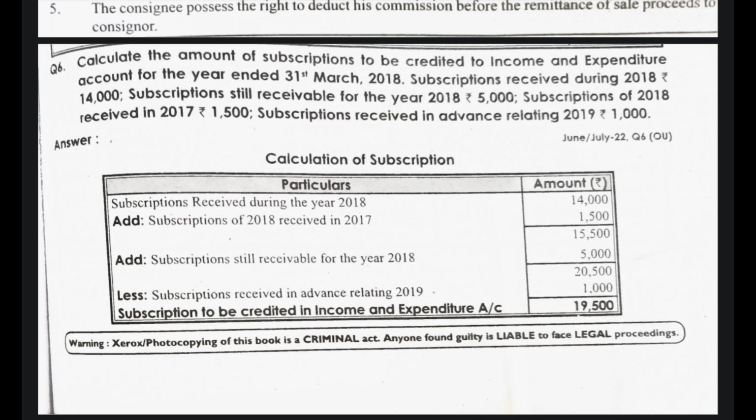So here subscription received in 2018 is 14,000, and what we received in the last year is related to the current year only. That's why we are adding. Still receivable for 2018 is also added, and subscription received in advance for 2019, which is next year, we are deducting. So subscription to be credited in income and expenditure account will be 19,500.